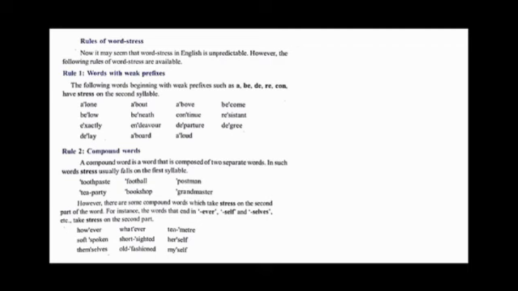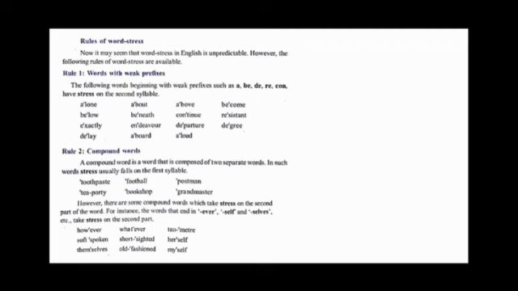Compound words. Compound words are composed of two separate words. In most of these cases, stress is on the first syllable. So toothpaste, football, postman, tea party, bookshop, grandmaster. Grand and master, book and shop, tea and party, post and man, foot and ball, tooth and paste. See, these words are joined. Two separate words are joined to become one, so they are compound words. So toothpaste: according to this rule, it should be on the first syllable. However, there is one more rule.